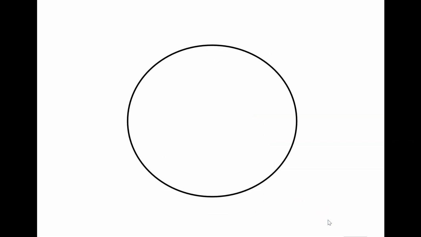First, we start with the circle. This is going to represent the Earth. Next, we are going to add the North Pole. So please label yours with the North Pole. Then, we're going to add the South Pole. The South Pole is in the southernmost part of the globe.